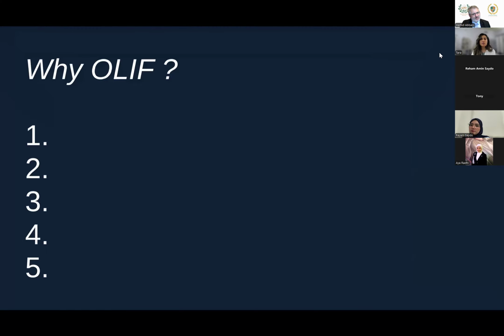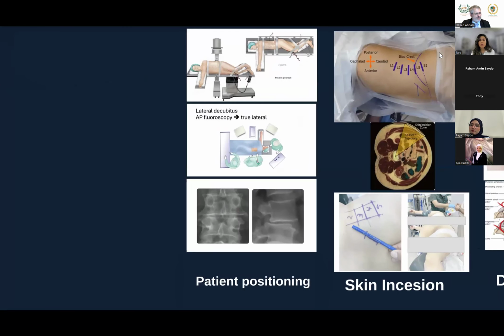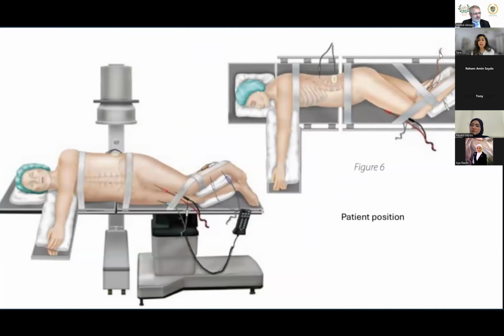So why OLIF? Why would I choose OLIF? To answer this question, I have to go through the techniques of OLIF step by step. First of all, the patient would be positioned in a lateral decubitus position, left or right. It doesn't really matter, but some studies showed that surgeons who did the left approach, compared to the right one, found the left more comfortable with a wider angle.